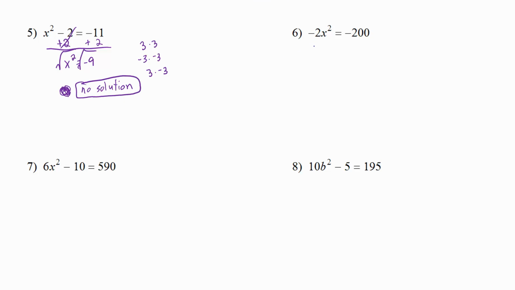And in fact, if you wanted to go ahead and start pausing the video and then trying to work out problems yourself and then unpausing to see how you did, this would be a great time to do that. So on 6, we want to divide by negative 2 and get x squared equals positive 100, and then square root both sides and think about what is the square root of 100. It would be 10, so our answer is positive and negative 10. On 7, we want to add 10 to both sides.